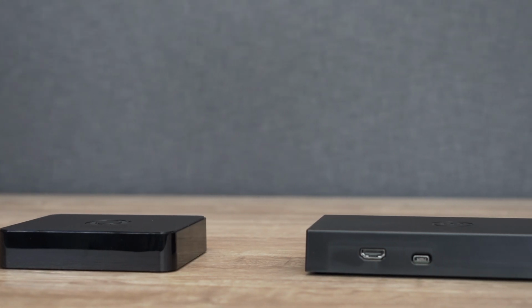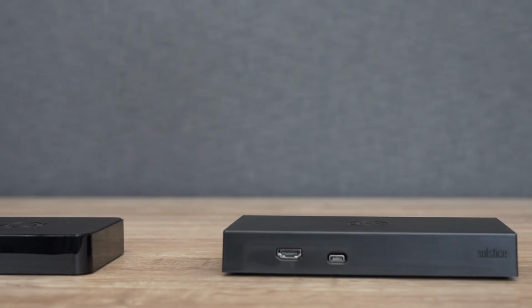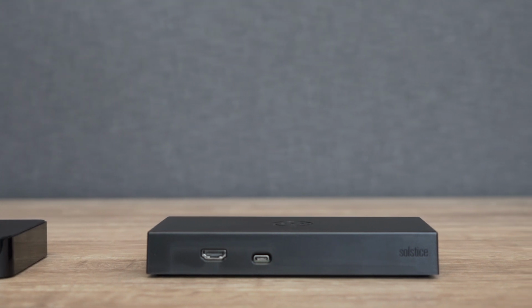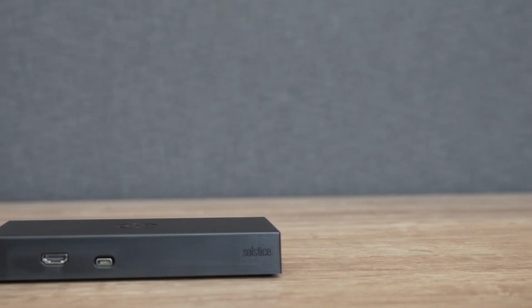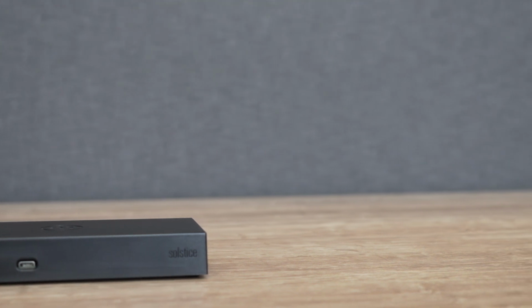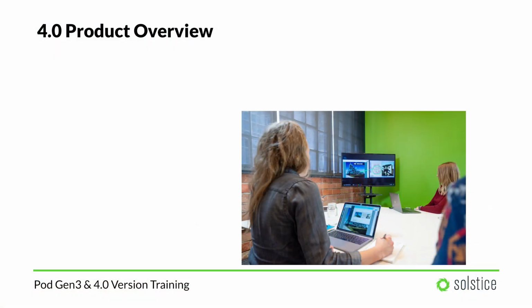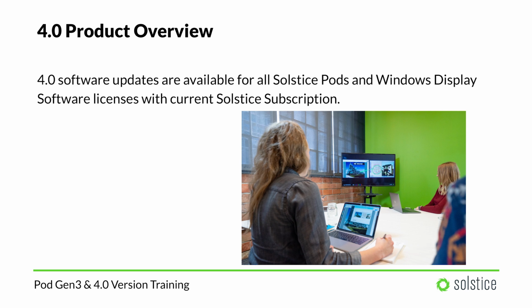Now that I've talked about the components in the Gen 3 platform, let's look at how the Solstice version 4.0 software seamlessly integrates these new elements into the Solstice meeting experience, as well as other new functionality in Solstice 4.0. Although the Gen 3 pod delivers the best Solstice experience, 4.0 software updates are available for all Solstice pods and Windows Display software licenses with current Solstice subscription. Therefore, anyone with previous generation pods can easily update to version 4.0 with a current Solstice subscription.